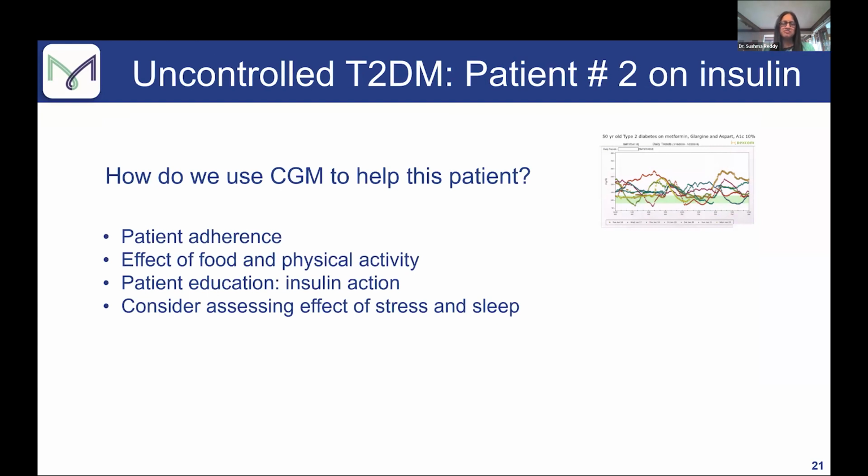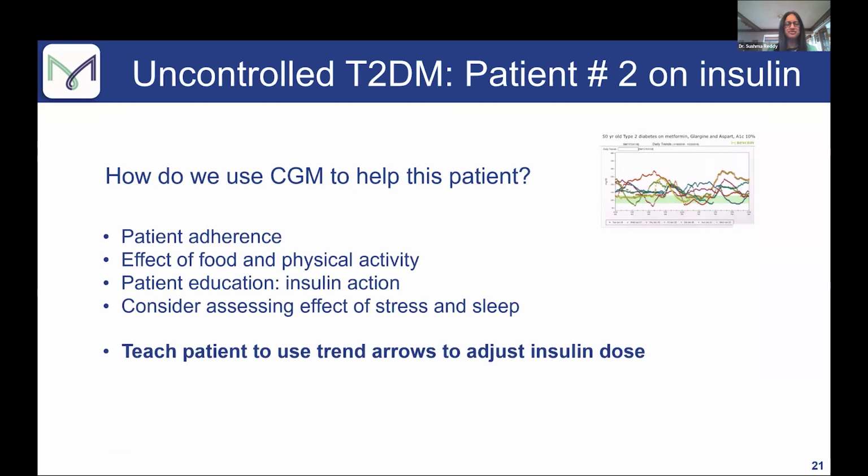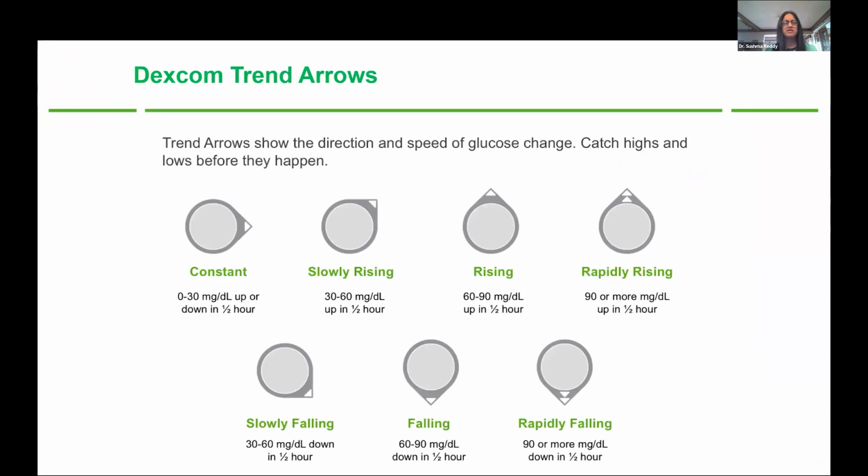Once you've educated the patient on this, now we want to move to how do we use these trend arrows to adjust the insulin dose? So this is what the trend arrows look like on a Dexcom. You don't need to memorize this. All you need to know is if it's flat, that means staying level. The diagonal one, slowly rising, and the two up ones just means it's going up fast. This is slowly falling, and this is rapidly falling.